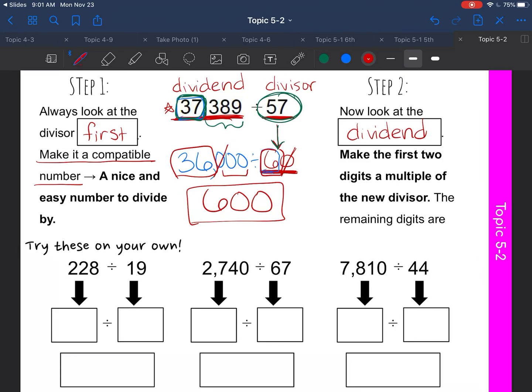Again, you always look at the divisor, the second number. Okay, what can we make 19 into? We can make that a 20. Okay, so now we're going to look at the first 2 digits of the dividend right here.